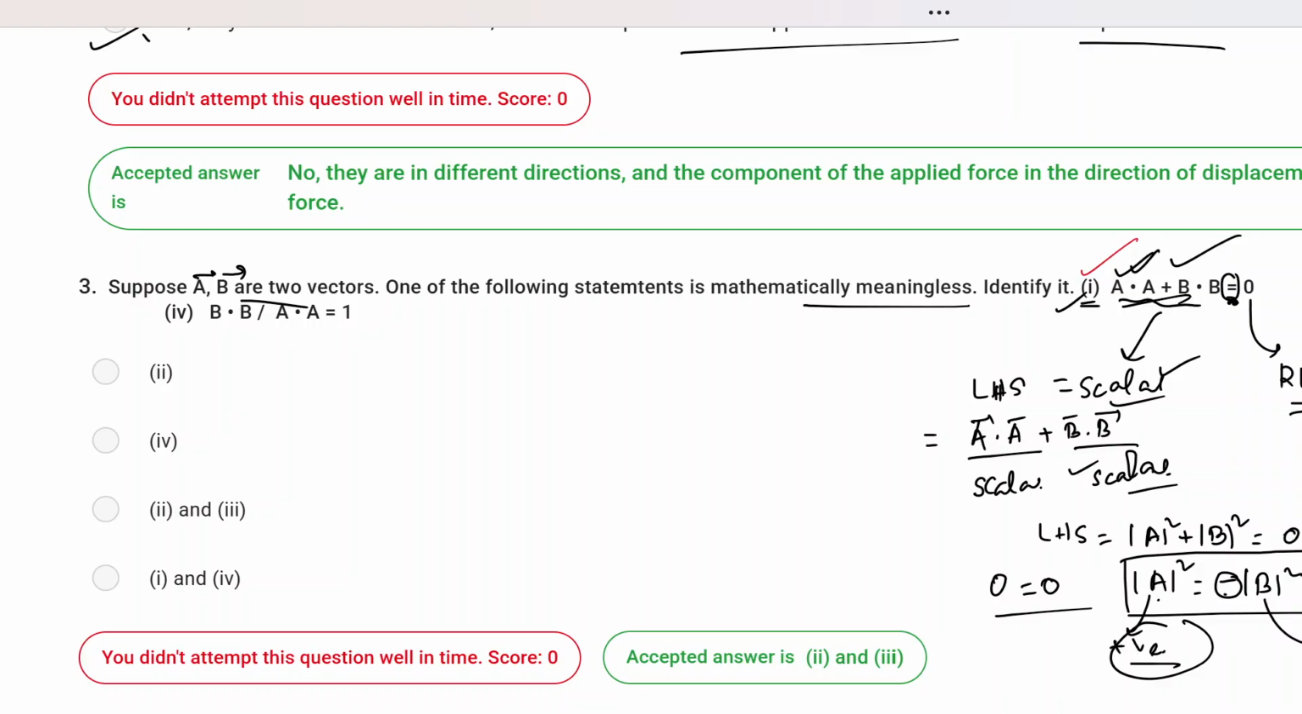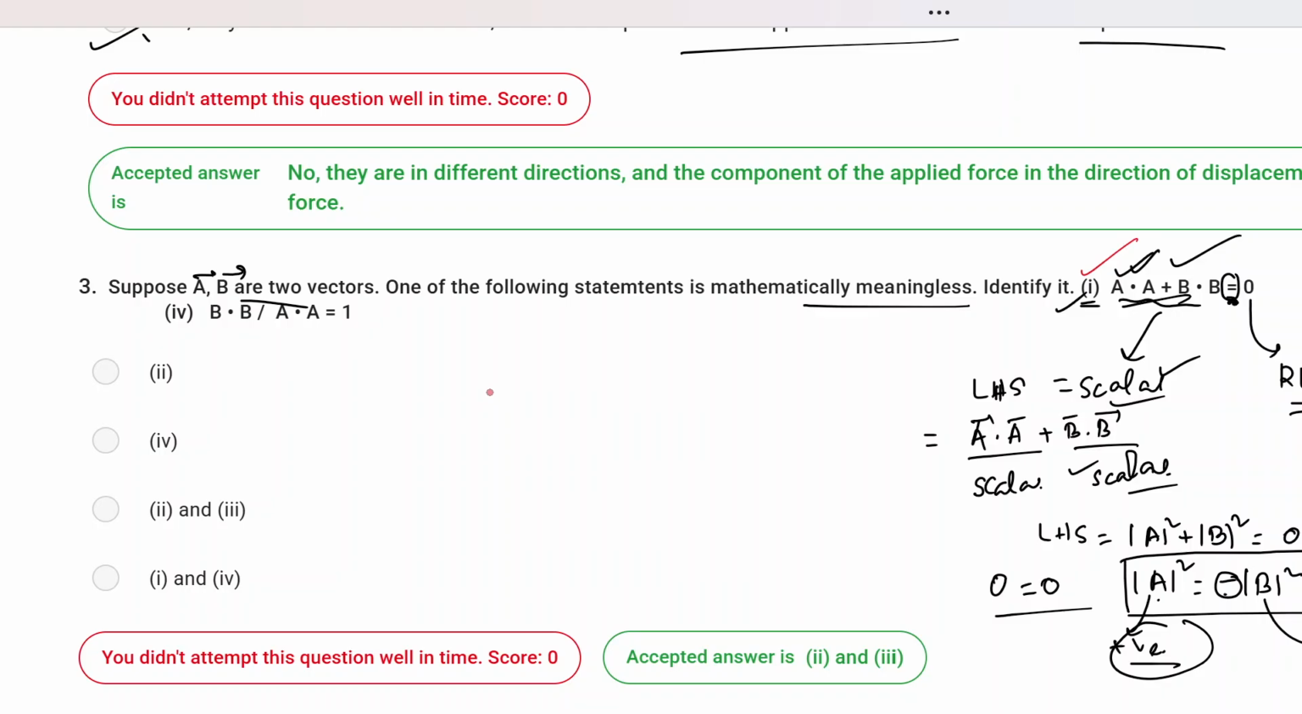Then the third option is A dot B plus 2 equal to 2a vector. So obviously this is a vector on the right hand side. On the left hand side you have 2 scalars because 2 is only a constant value and A dot B is a dot product. So this is also incorrect because scalar equal to vector cannot be possible. So this is also false.